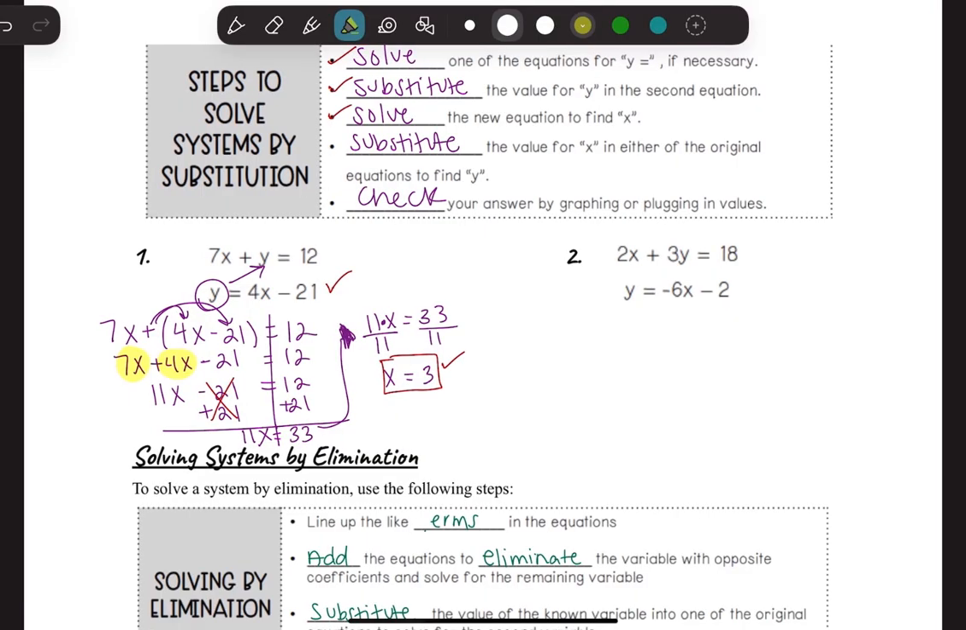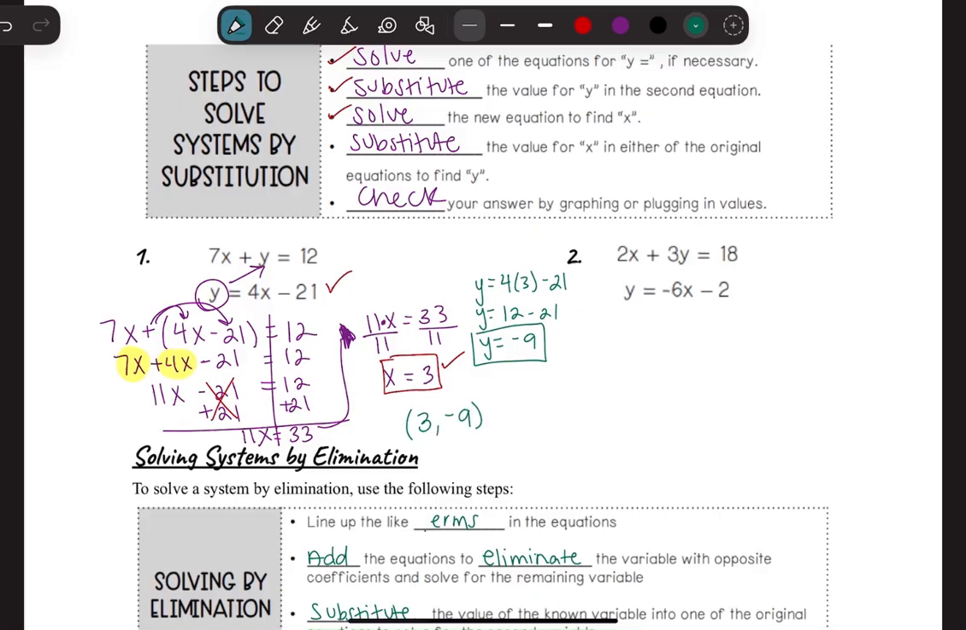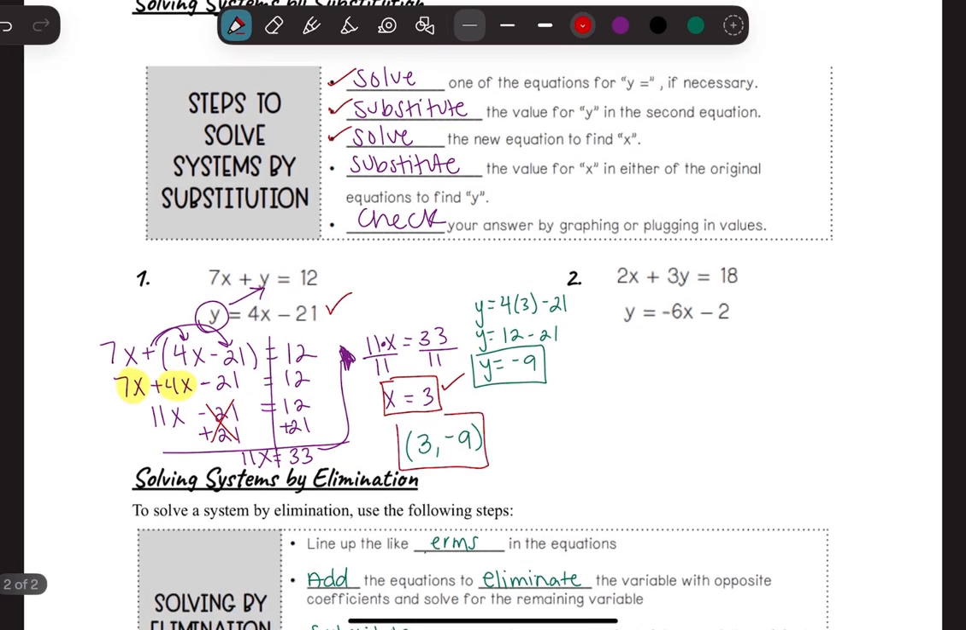So we're going to use the x value that we just solved, so x equals 3, and we're going to plug it in to the second equation. It doesn't matter which one you use, but I'm going to use the second equation, and I'm going to now write in green. So I have y equals 4x, which is 4 times 3 minus 21. 4 times 3 is 12. 12 minus 21 is negative 9. So y equals negative 9. That means my ordered pair is 3 comma negative 9. This is my final answer, 3 comma negative 9.